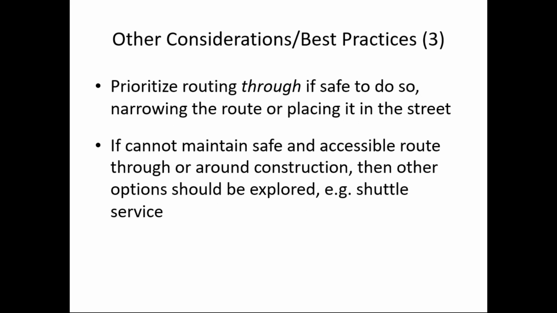Always try to prioritize routing through the existing area, through the same side of the street if we can do that. But if not, maintain safe and accessible routes around the project or to the other side of the street. Or in extreme cases, if you have a long-term project where the detour route is maybe 2 miles, you might want to think about setting up a van shuttle service. Because again, remember, the bottom line for agencies is to provide accessibility to the maximum extent feasible.